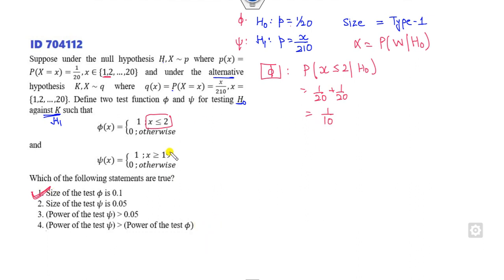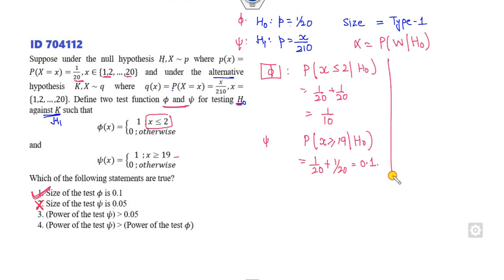Now look at this second part, the size of the psi. Since both the functions are defined for testing H against K, we can define for psi the probability of x greater than 19 under H naught. H naught is again 1 by 20, so it's the 19 and 22 parts. So 1 over 20 plus 1 over 20, again it's 0.1. But it's not 0.05, so this option is cancelled out.